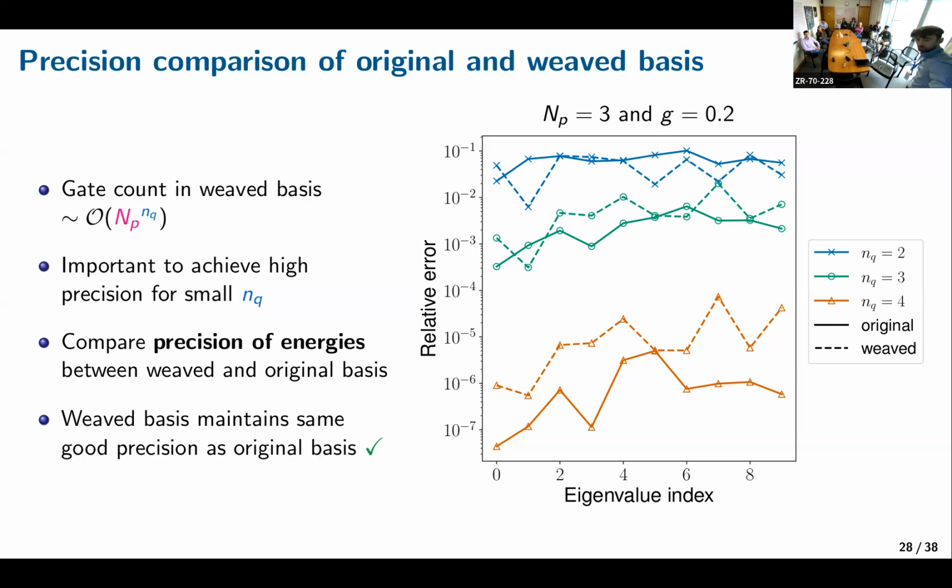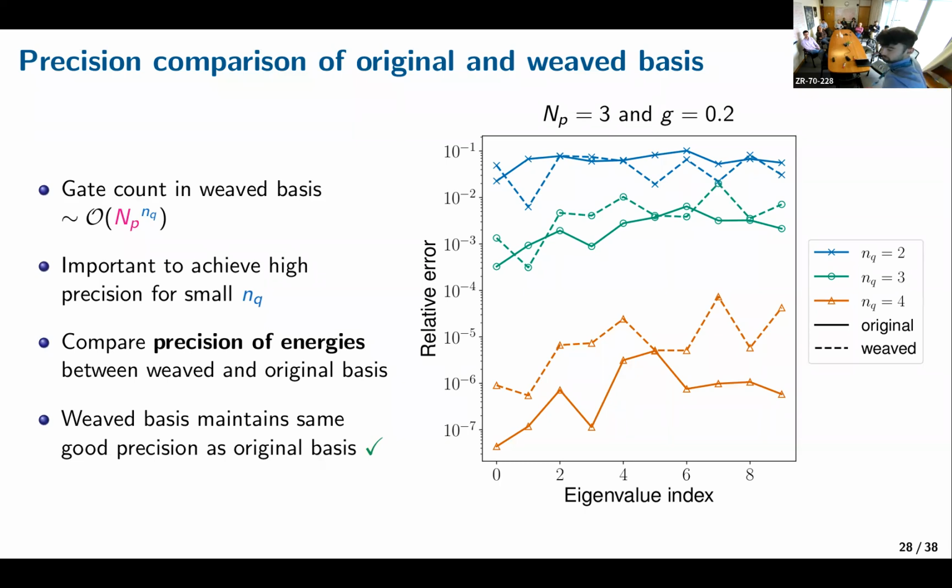So what this plot shows is the relative error of the energies in the two bases. These are just different energies. So 0 is the ground state energy, and then 1 and 2 are the first and second excited states, and so on. This was for just 3 plaquettes, so a small system. And these different colored lines are different numbers of qubits per site. And so we see this exponential convergence here, as expected.